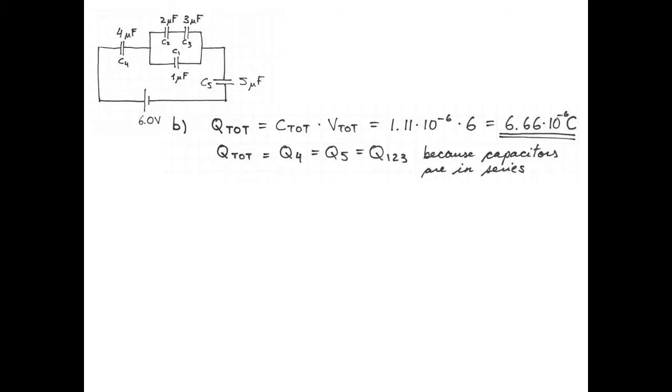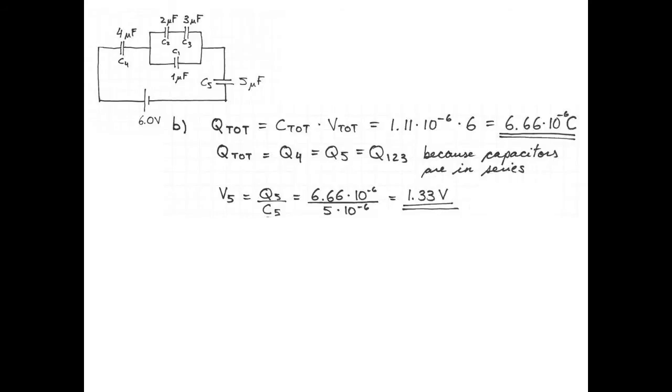First of all, we can find the total charge on the total capacitor arrangement. All we need to do is multiply the capacitance by the total voltage. 1.11 microfarads multiplied by 6 volts is 6.66 microcoulombs. The 4 microfarad capacitor, the equivalent capacitance of capacitors 1, 2, and 3, and the 5 microfarad capacitor are all in series. This means that they all carry the same amount of charge.